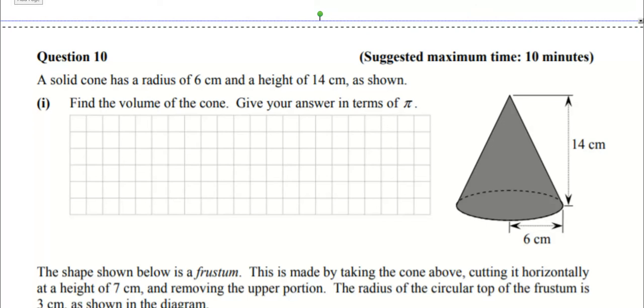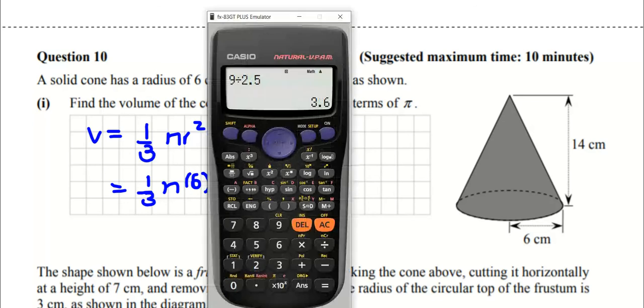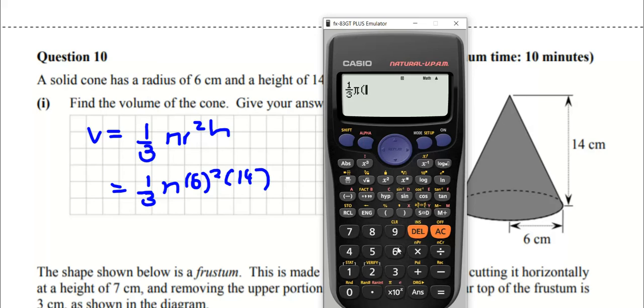Finally, the last question. Find the volume of the cone. Volume of a cone is 1/3 pi r squared h, which is going to be 1/3 pi times 6 squared times 14. Put it into the calculator: 1/3 pi 6 squared times 14. 168 pi.